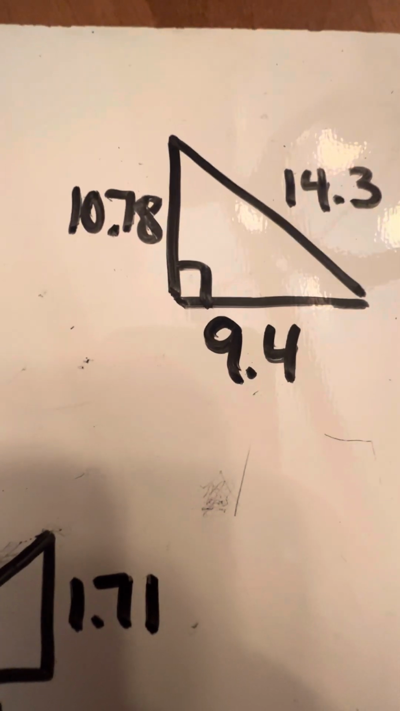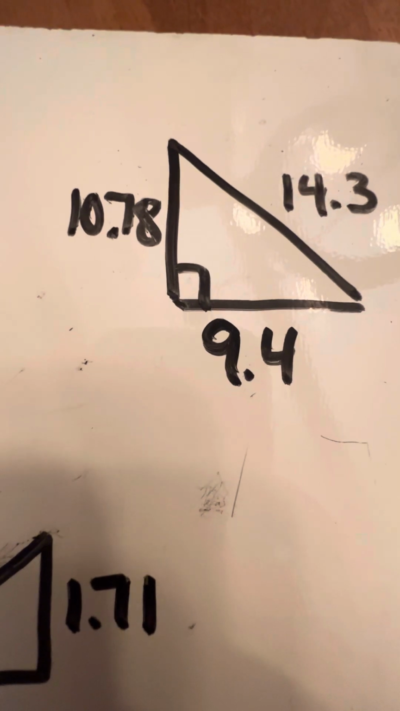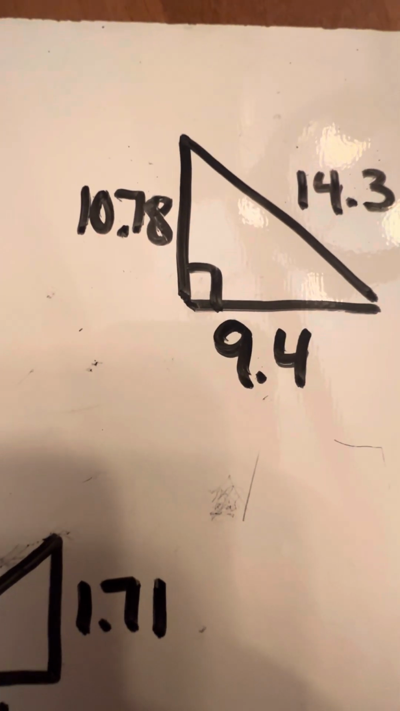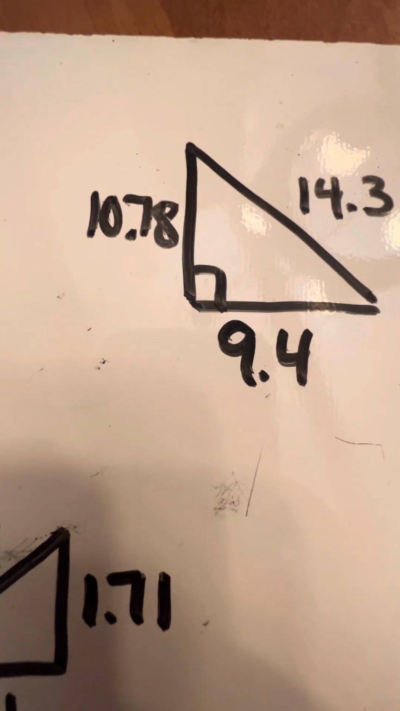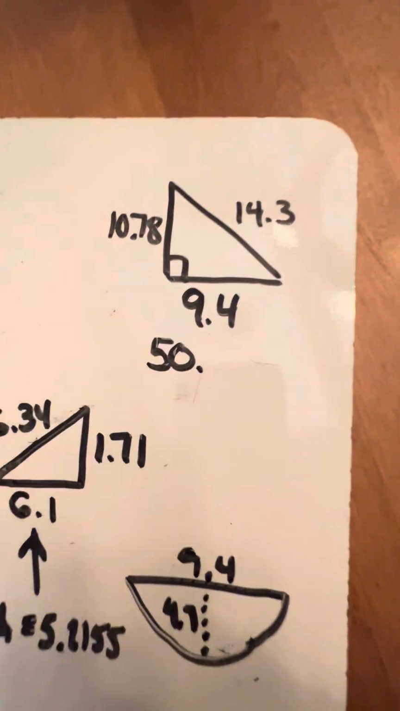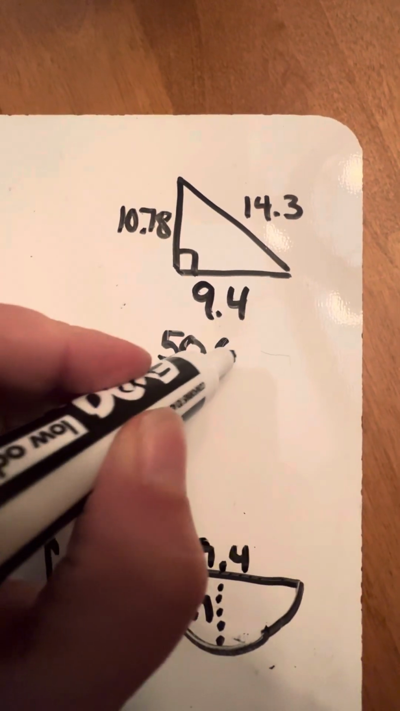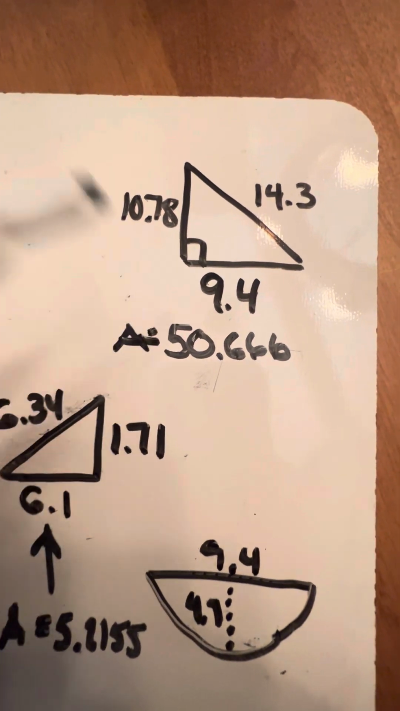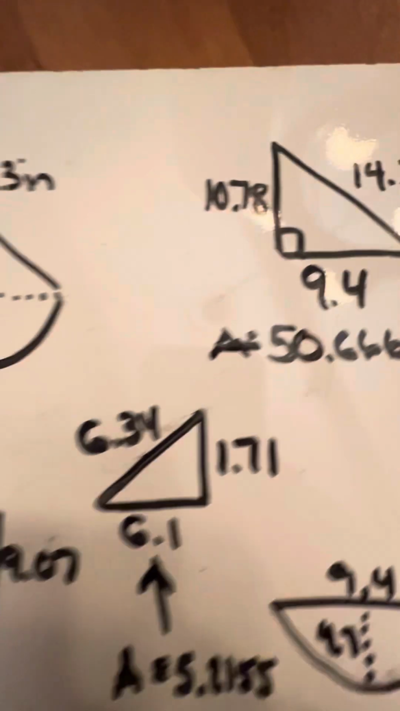All right, we're going to go up here and do this triangle. Our base for this one is 9.4. Base times height, 10.78. You get 101.332, and we're going to divide that by 2. And we're going to get 50.666, and that's the area for that one. So we have 3 of the triangles.